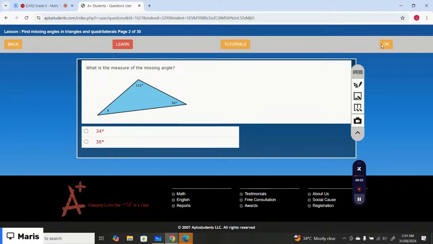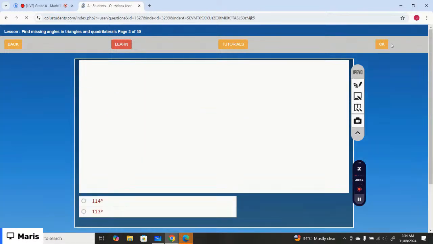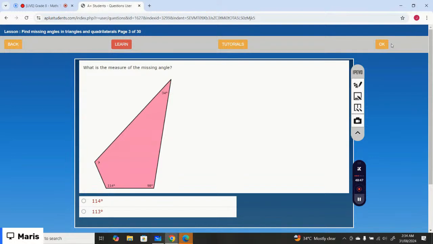The correct option is 34 degrees. Option number 1 is the correct option. What is the measure of the missing angle? So, which is the correct option? The correct option is 114 degrees. Option number 1 is the correct option.